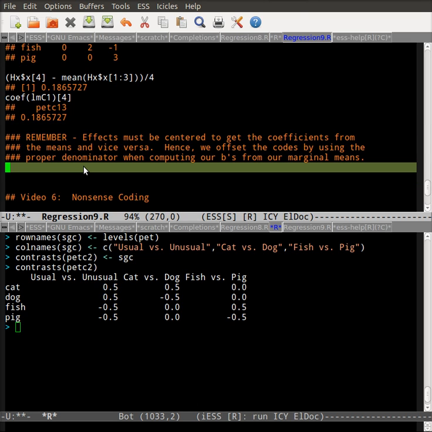So, the point to remember: effects must be centered so that you can get the coefficients from the means and vice versa. Think of it this way: when we are estimating these effects, these are mean effects, and these mean effects relate the B's and the marginal means together. This week we are going to be working on some data so that everybody can calculate these effects. Then we're going to work backwards to see if you can calculate some of these other effects, maybe even more complicated effects where you have a mixture.